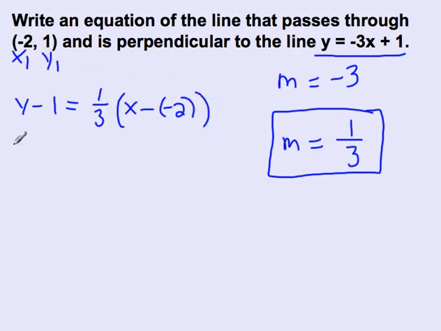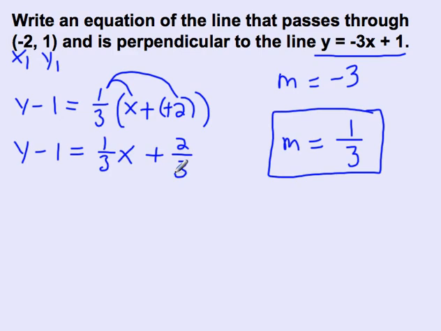So now I'm going to go ahead and continue to work this out. We want to get y by itself. So y minus 1 equals, I'm going to go ahead and change these signs real quick. So now when I distribute, 1/3 times x is 1/3 x, and then 1/3 times positive 2 is plus 2/3. So then the last part is to go ahead and add 1 to both sides. So I'm going to end up with y, those cancel out, equals 1/3 x. Now I've got 2/3 plus 1.